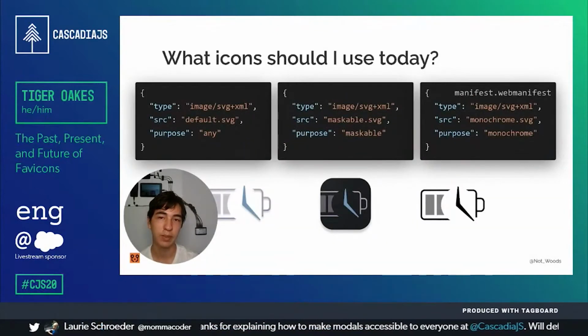If your website is a PWA, you should include one set of icons for each purpose: any, maskable, and monochrome. This makes sure your icon fits in alongside icons with transparent backgrounds, opaque backgrounds, and no color.